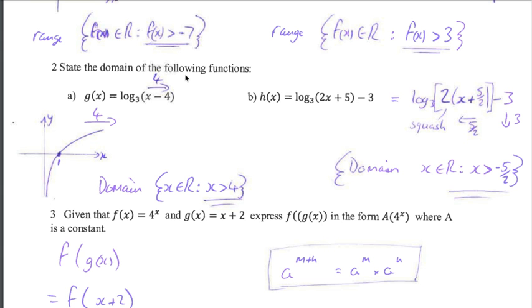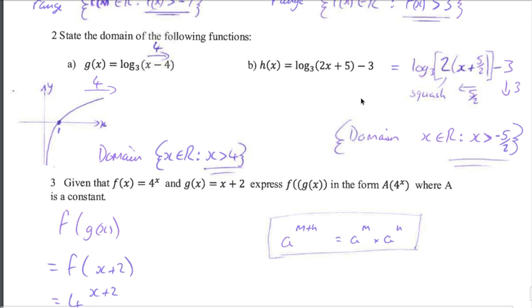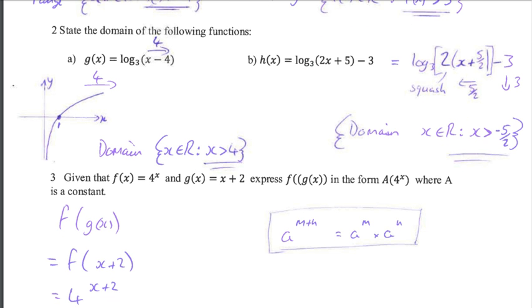So state the domain of the following functions: h of x equals log to the base 3 of 2x plus 5, minus 3. Again, treat this as a transformation of graphs question. So remember, just like with the trigonometric graphs, we need to take out a common factor here. We need to take out a common factor of 2. So that'd be log to the base 3 of 2 bracket x plus 5 over 2.